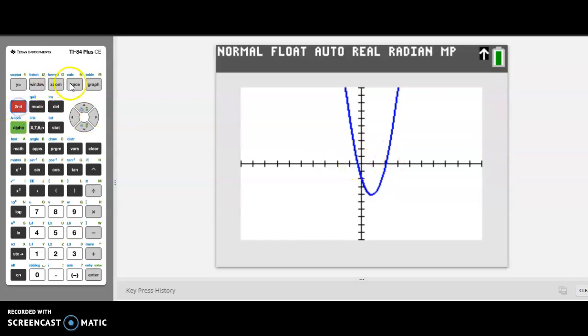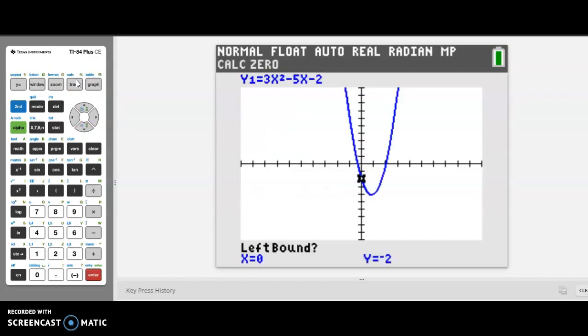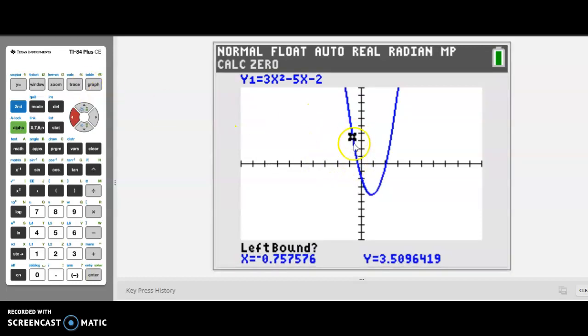You hit second, trace. It's called a 0 for a reason. They don't call them x-intercepts here. They're where the y value equals 0. And what you have to do is move your cursor to the left of your x-intercept. So anywhere to the left of this x-intercept, hit enter. Anywhere to the right of your x-intercept, so it's right bound there, hit enter. And then somewhere in between, hit enter. And this as a fraction would be negative 1/3. So you can double check your answer that way.